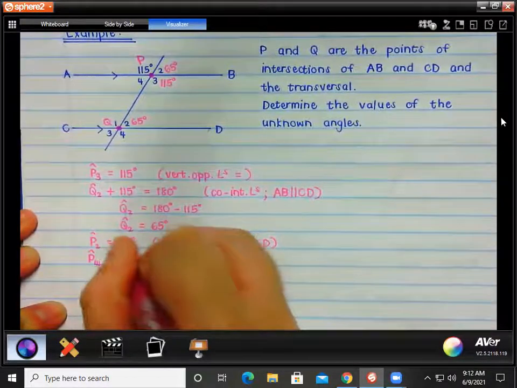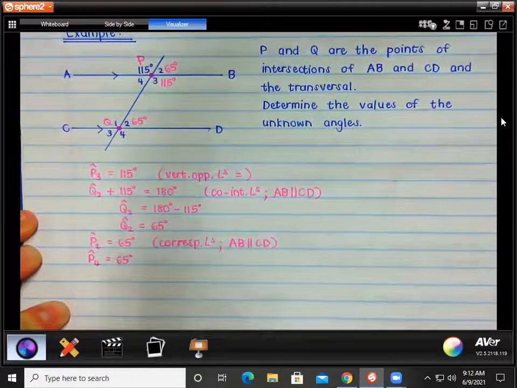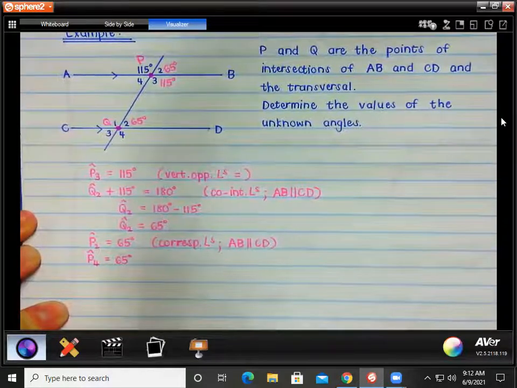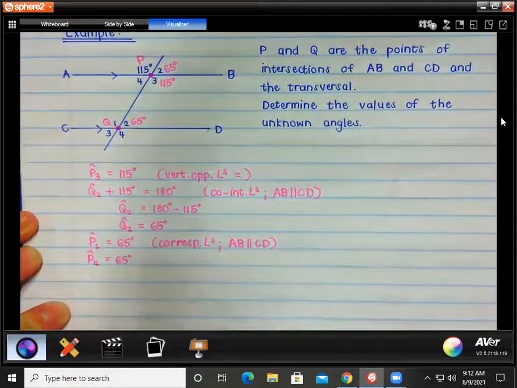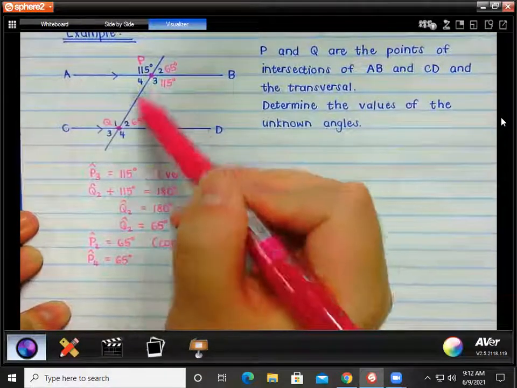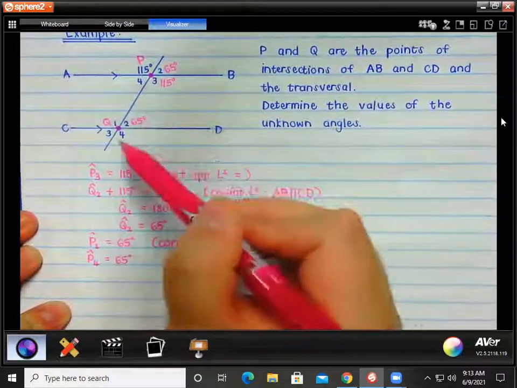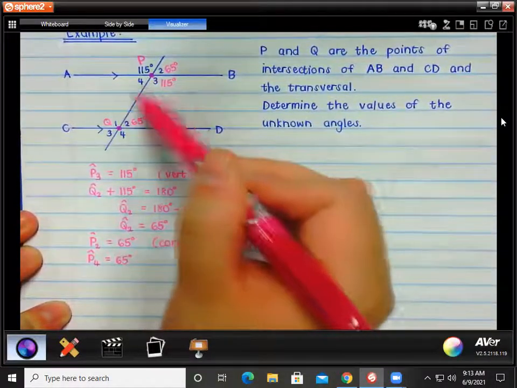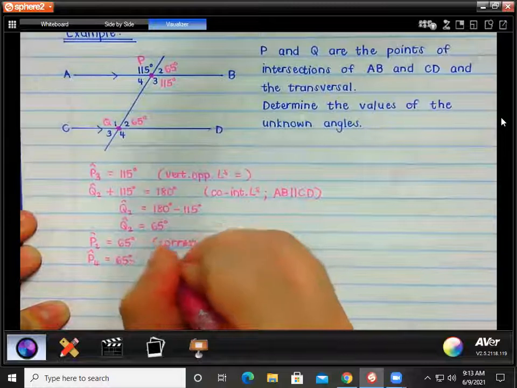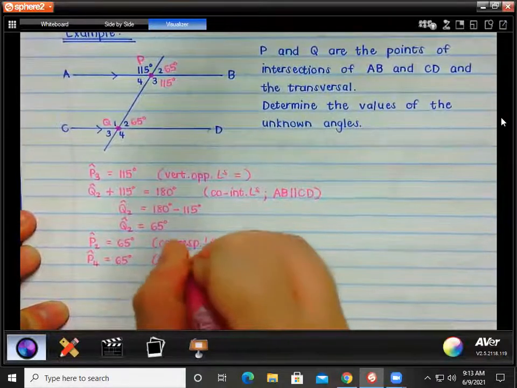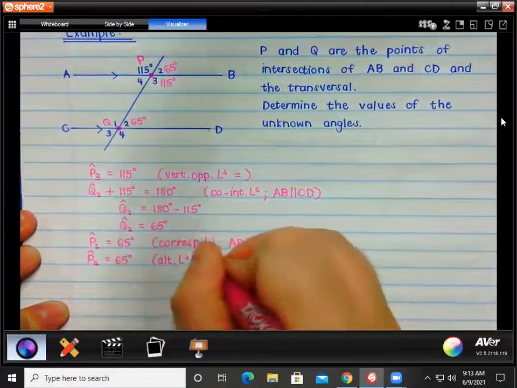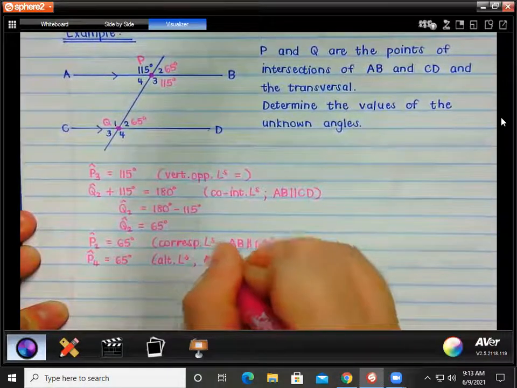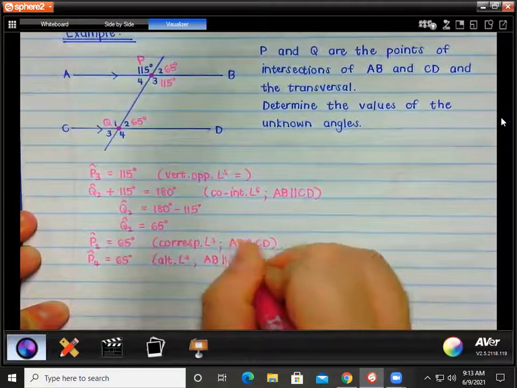Now we listed lots of different ways in which we could find that. Is it fine with you if I write alternate angles, just so that we have a mixture of reasons? Remember, alternate angles is the Z shape. So because we have that Q2 is 65, P4 will also be 65. So alternate angles, AB parallel to CD.